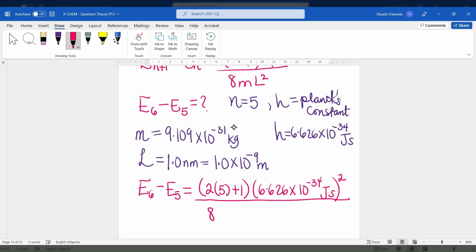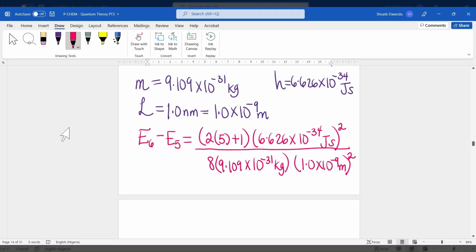So you have 8, which is the first one here, times the mass, which is just simply 9.109 times 10 raised to the power of negative 31 kilograms, multiplied by the value for L, which is just simply 1.0 times 10 raised to the power of negative 9 meters, and of course squared. Let's not forget the squared.